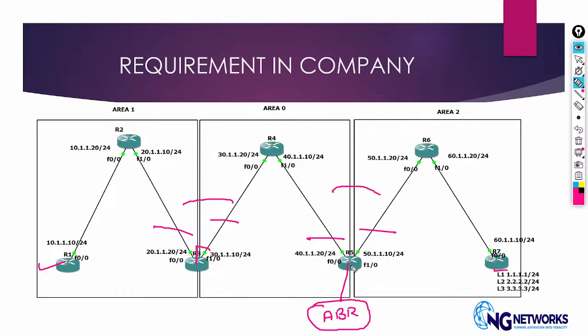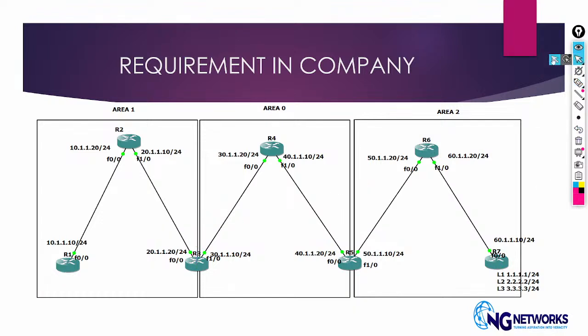So what happens with the help of R5? Area 2 will be receiving the area 0 information and area 0 will be receiving the area 2 information. And similarly, the area 2 information received in area 0 will be forwarded to area 1 with the help of R3. And thus R1 will be able to communicate with R7. But this is reducing our complexity in the network. This is reducing the database size. This is reducing the overhead of traffic on the CPU. All things can be reduced with the help of the OSPF protocol when we divide into areas.